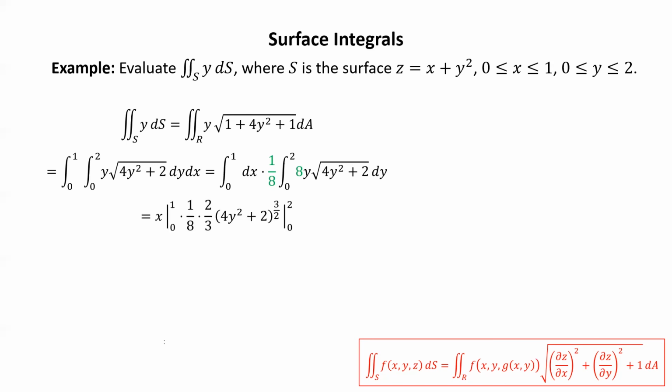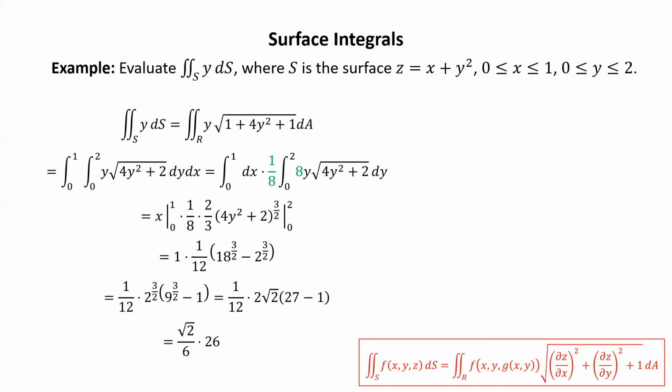The first integral just gives us x from 0 to 1. For the second integral, we get 1/8 times 4y squared plus 2 to the 3/2 times 2/3. Plugging in the limits, we get 1 times 1/12, 18 to the 3/2 minus 2 to the 3/2, which gives us 1/12, 2 to the 3/2, 9 to the 3/2 minus 1, or 1/12, 2 root 2 times 27 minus 1, which is root 2 over 6 times 26, or 13 root 2 over 3.